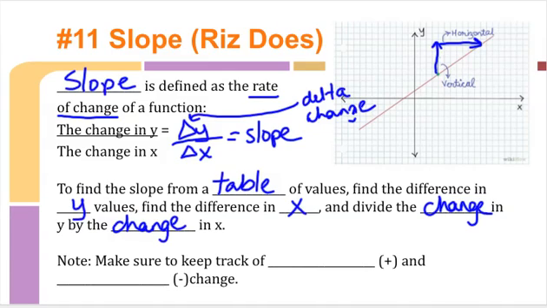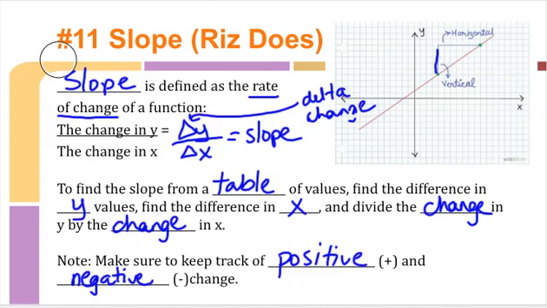Note, you want to make sure to keep track of positive and negative change. Common mistakes happen when you're dividing a negative by a positive, or a positive by a negative. Make sure you keep your signs in line.